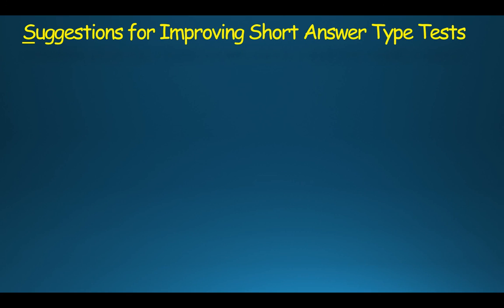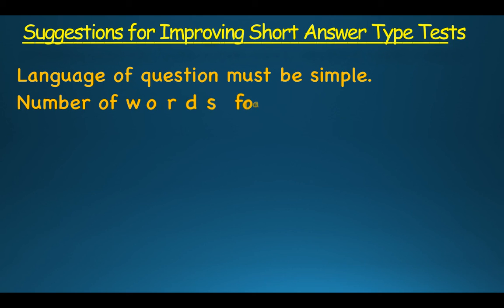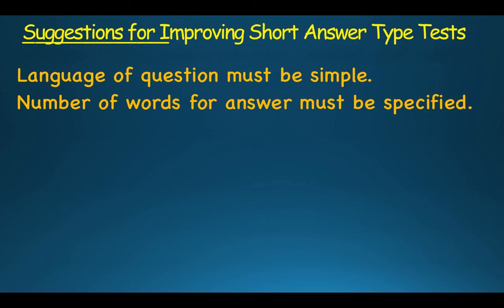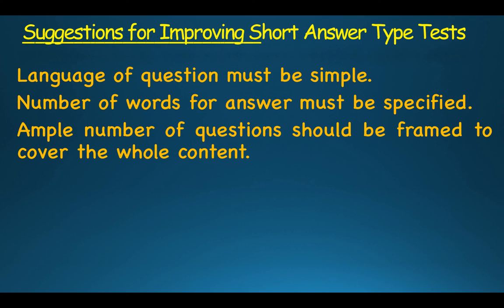Now there are some suggestions on how to improve short answer type questions. First of all, we have to write the question in a lucid way. The language of the question should be simple and understandable to all the students of the class who are being evaluated. Secondly, the number of words that the answer should comprise should be specified, that is, how many words of answer a student has to supply. And then a sufficient number of questions should be asked, so that we can cover the whole content of the course.